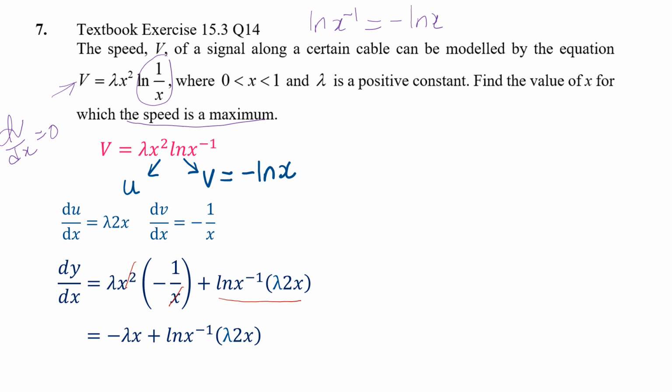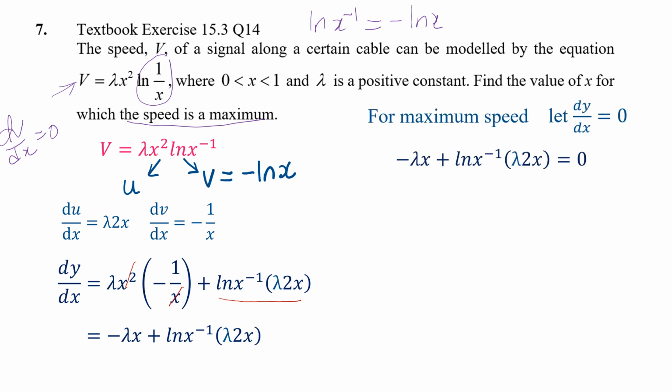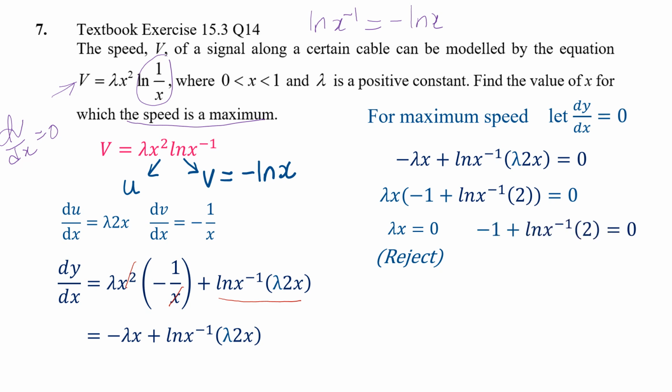All right, so I'm going to equate that to 0, where I can just factorize lambda x out. Okay, and lambda x equals 0 is to be rejected. Why? Because then I will have x equals 0 divided by lambda, which gives you x equals 0, but x is between 0 and 1, so therefore I need to reject the value. So I would have negative 1 plus ln 1 over x times 2 equals 0.